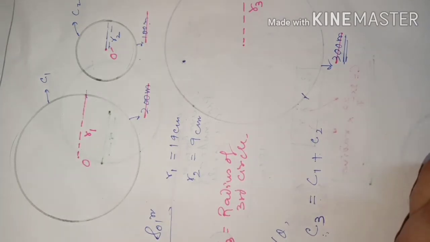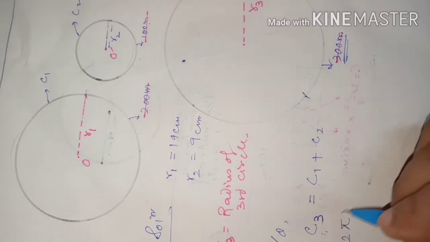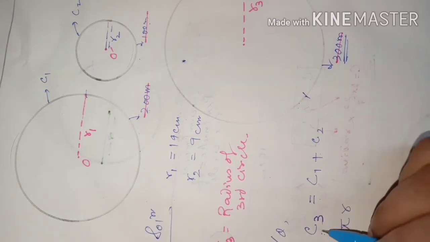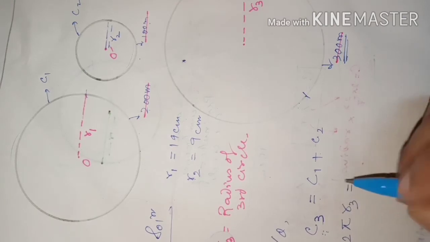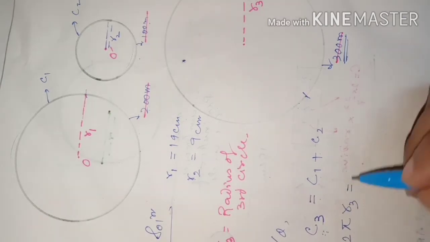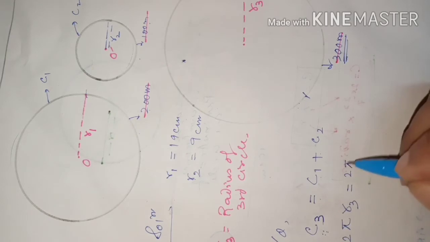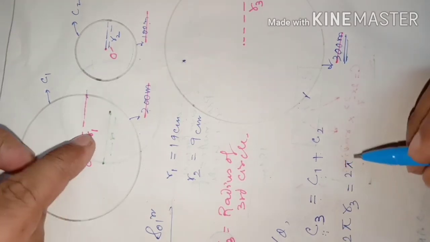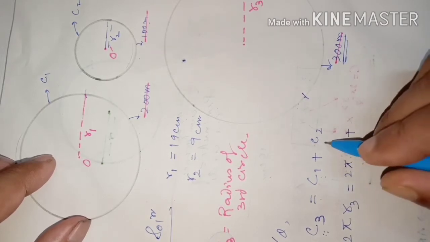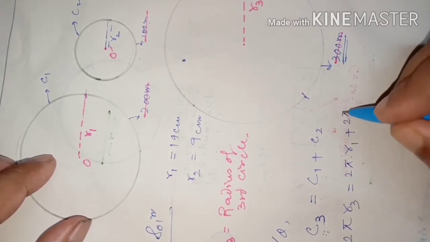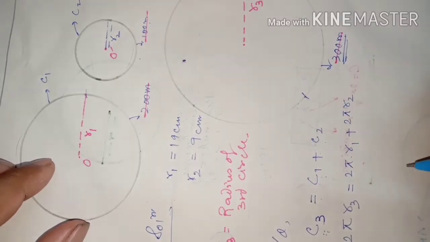Now you see, the circumference of a circle is given by 2 into pi into radius. What is the radius of the third circle? R3. So the circumference of the third circle is 2 pi R3, equal to the circumference of the first circle, 2 pi into the radius of the first circle, R1, plus C2, which is 2 pi into R2.